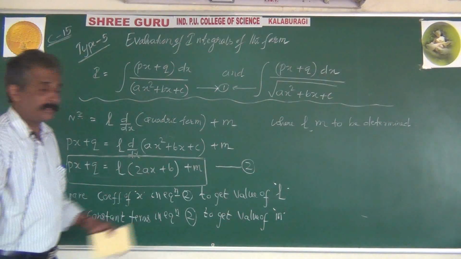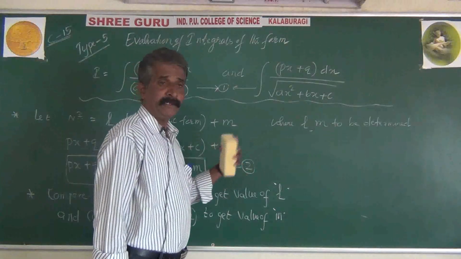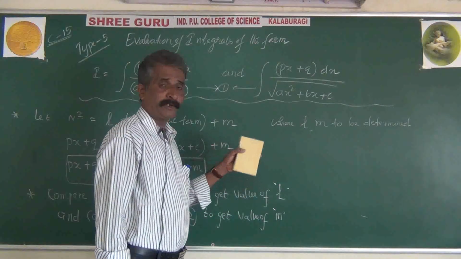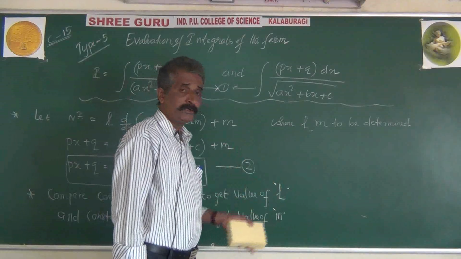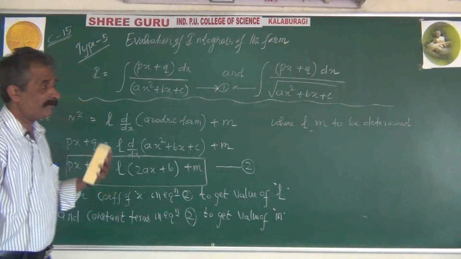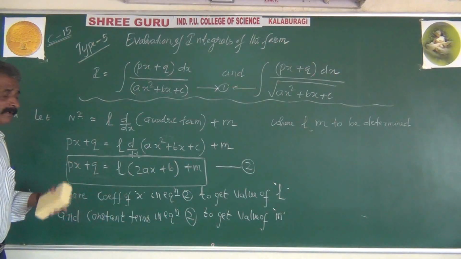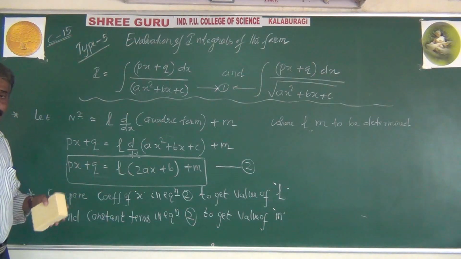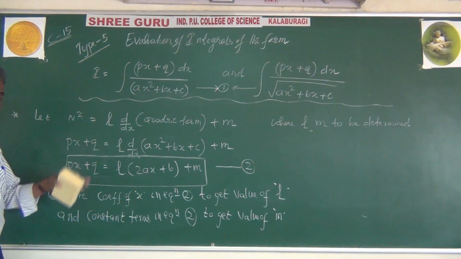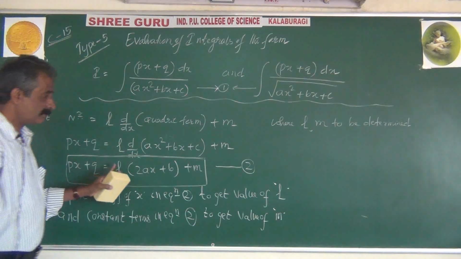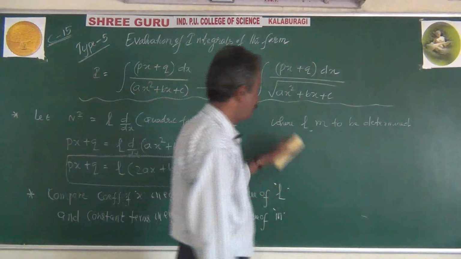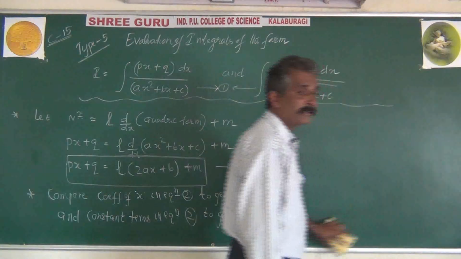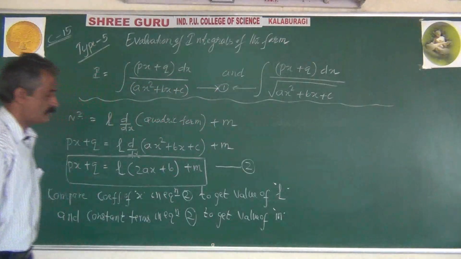In the problem, L may be 1 by 2 and M may be 6, or L may be minus 1 and M may be 0, or L may be 2 by 3 and M may be 7. That's different in different cases, but the way of extracting the values is the same. For L, compare the coefficient of x. For M, compare the constant terms.